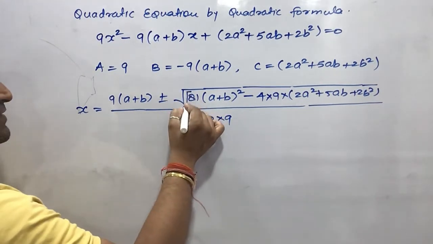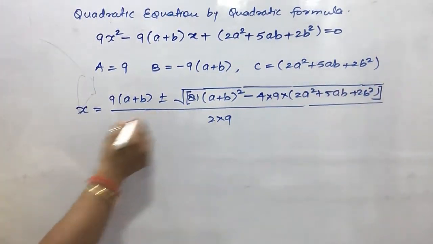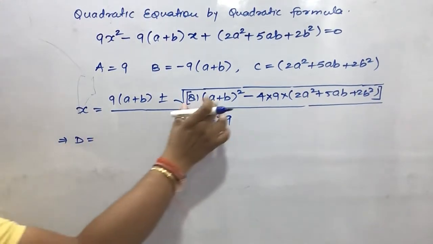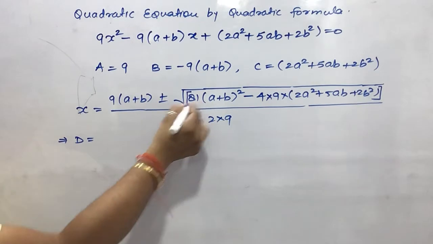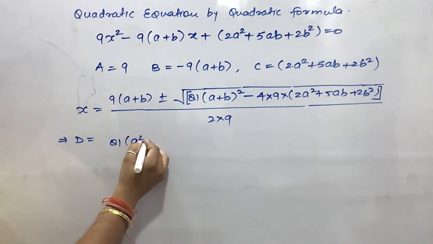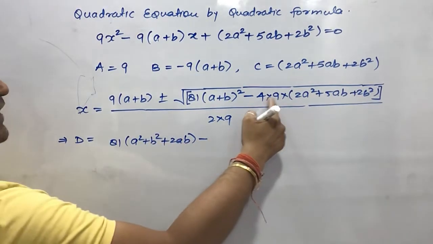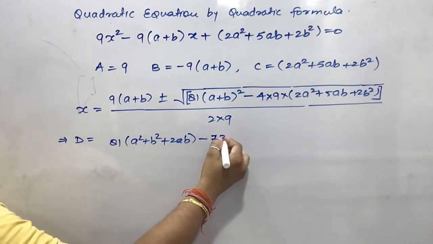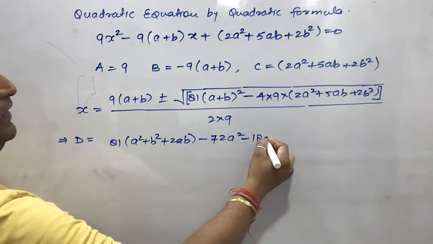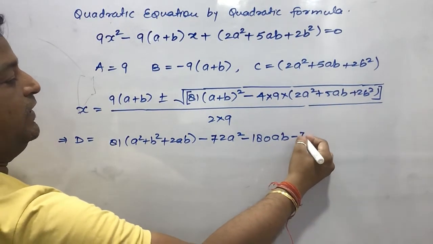First of all, we will discuss the value written in under root. So we are going to simplify this one, that is known as the b square minus 4ac. So we are simplifying the discriminant. So everyone knows that it will be what? 81 (a square plus b square plus 2ab) minus 9 for the 36 into 2, 72a square, 36 into 5 minus of 180ab and 36 into 2, 72b square.